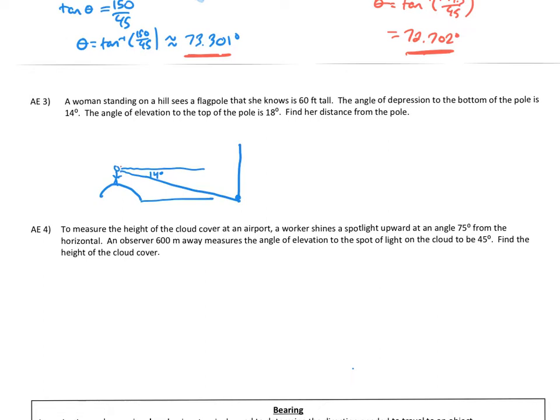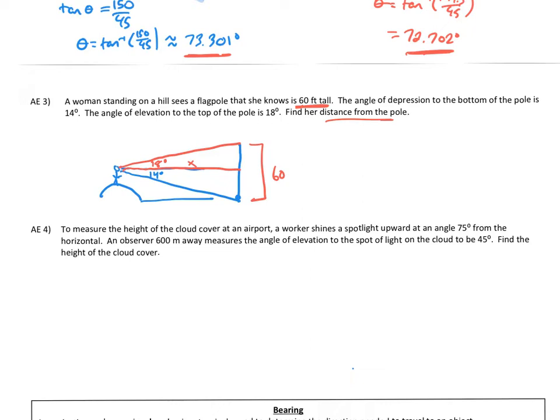Let me go ahead and change colors so I can represent this situation differently. The angle of elevation to the top of the pole is 18 degrees. Our goal is to find the distance from the pole, and I should have made sure I said that I know that this overall distance is going to be 60 feet tall. So what's our distance from the pole? Looking at this, redrawing this, my goal is to figure out what x is.